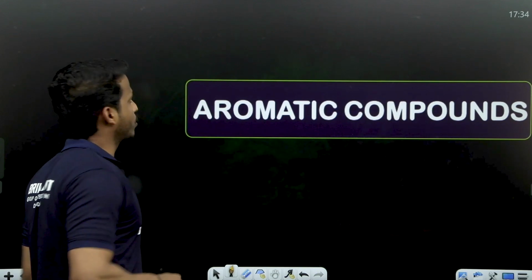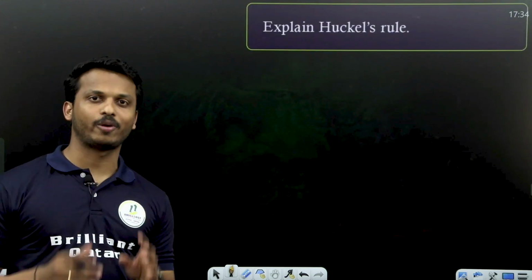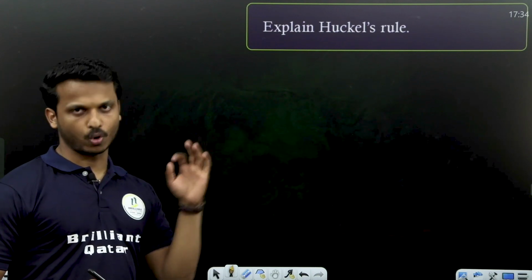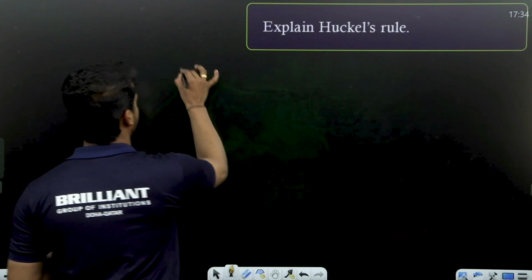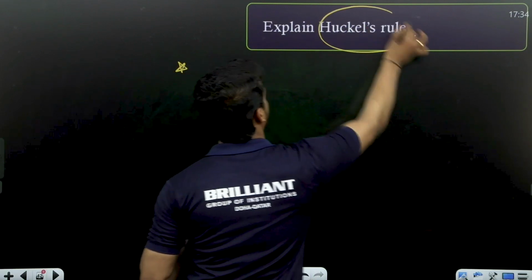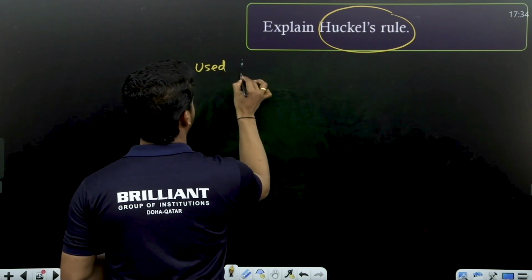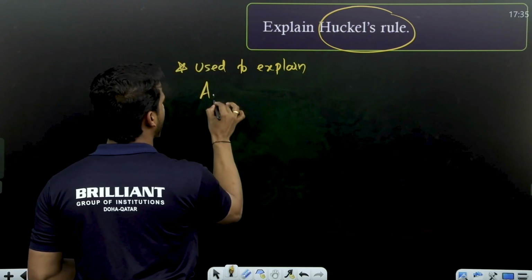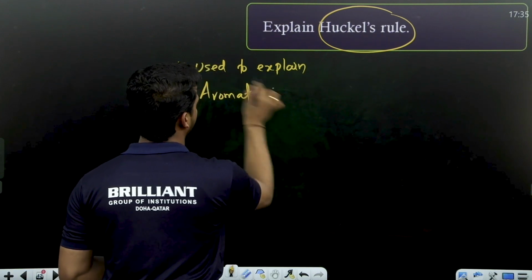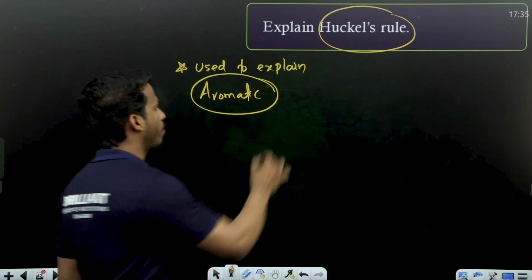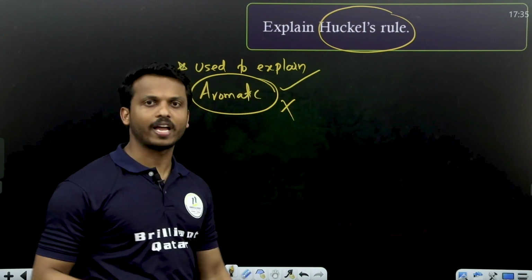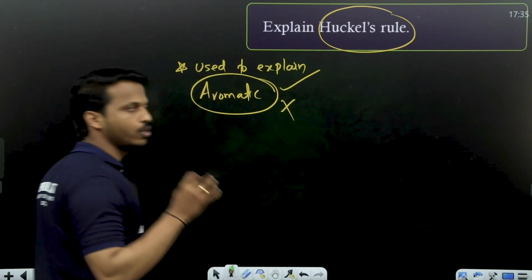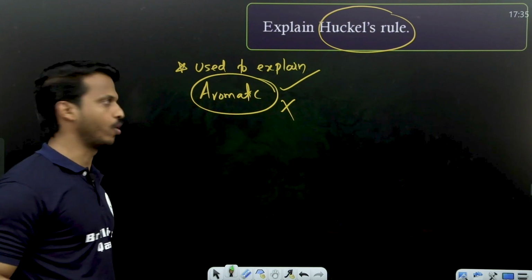First question, just try this one in question-answer way. No need to take a detailed one. Explain Huckel's rule. It is used to explain whether the compound is aromatic or not. Whether this compound is aromatic or not, we can explain by the use of which one? Huckel's rule. So Huckel's rule is used to explain whether the compound is aromatic or not.